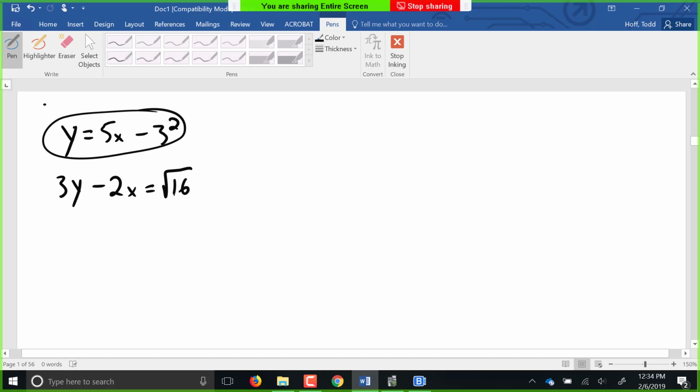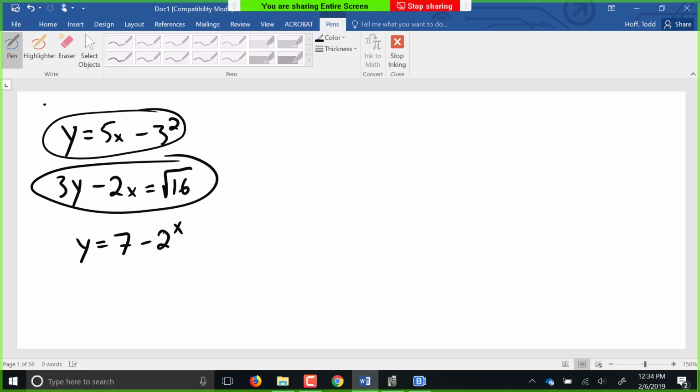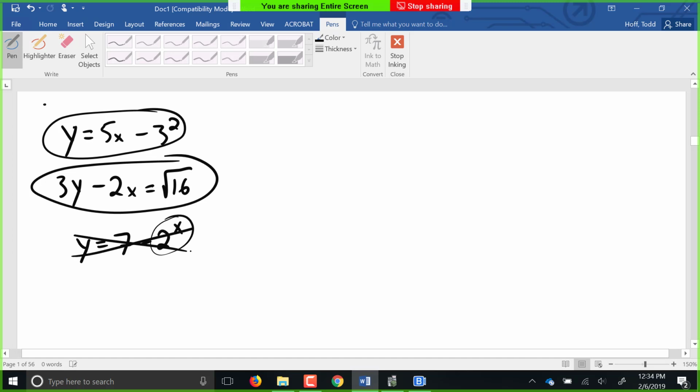Is that one going to form a line on the graph? Yes, again, the root is an exponent, but it is not on the variable. Is that one going to form a line on the graph? Careful. Why not? Yeah, the variable is the exponent, is the power. So that one is out.